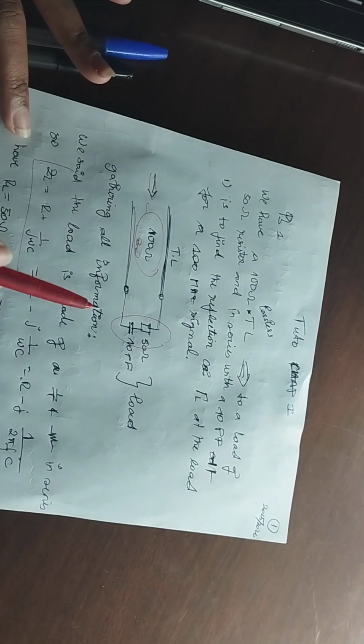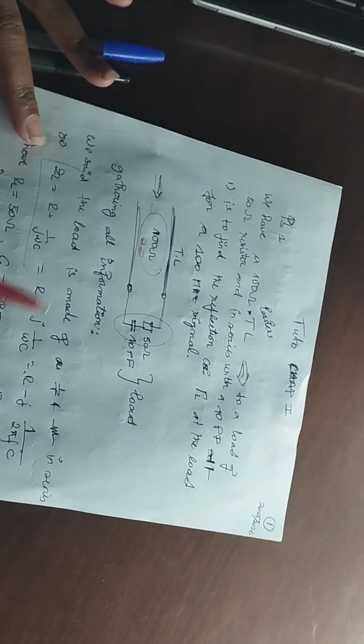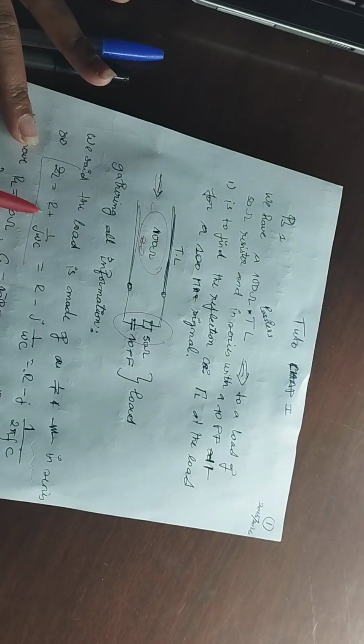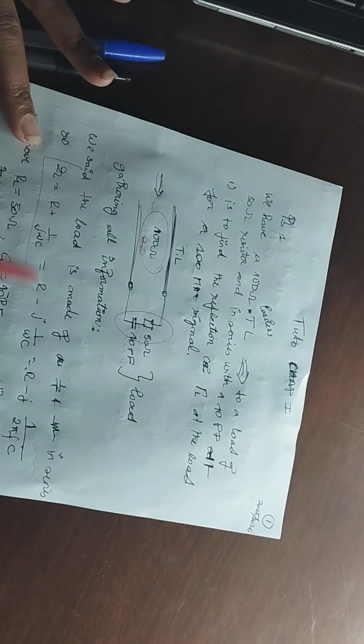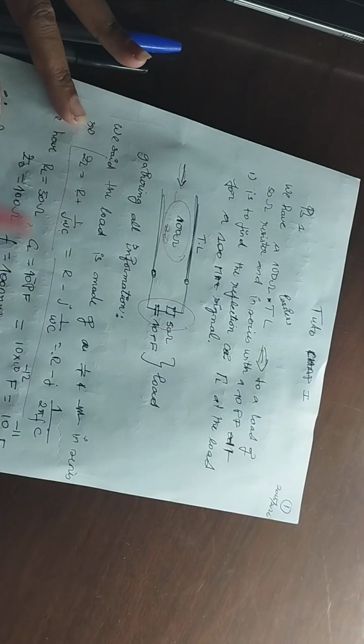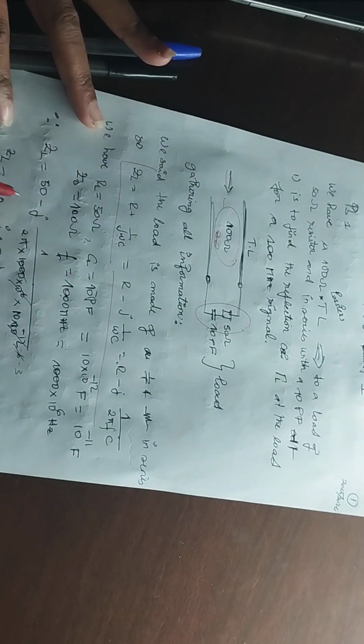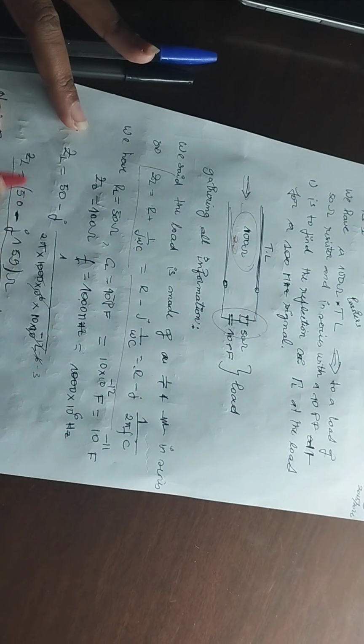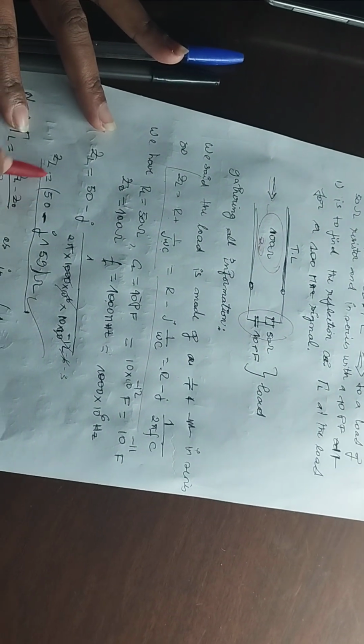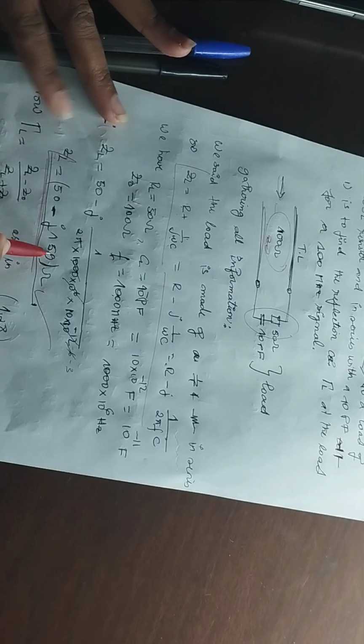the load impedance. We say it is in series. So to find the load impedance, first we need to find R plus 1 over j omega C. Therefore, the load impedance here is 50. You just apply the numerical values and you can find that the load impedance is 50 minus j159.